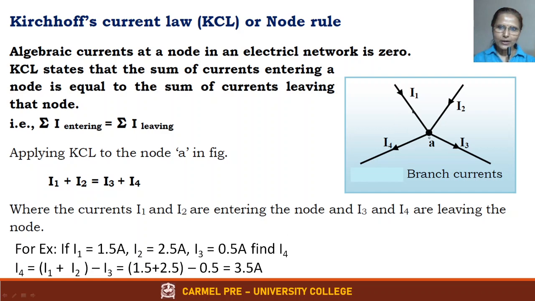Is this equal to I1 plus I2? What is I1 plus I2? 1.5 plus 2.5, that is also equal to 4. So 4 is equal to 4. Sum of currents entering is equal to sum of currents leaving. This is KCL. Very important. We are going to have an experiment in the lab on this, and it's very important, keeping second PUC also in mind. KCL and KVL, we use them extensively.